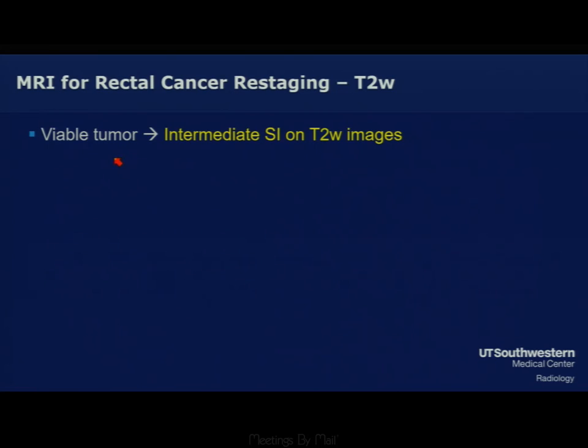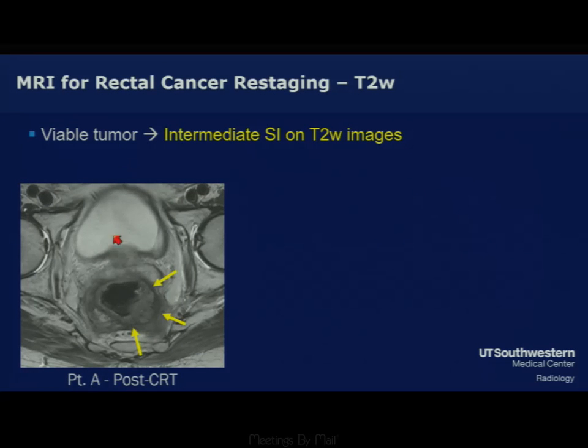So in general, viable tumor will be intermediate signal intensity on T2. So this is a tumor that is largely unchanged after chemoradiation. This patient came to us from the outside hospital, had been treated with chemoradiation. This is a large amount of mass-like intermediate signal intensity within the wall. This is residual viable tumor.